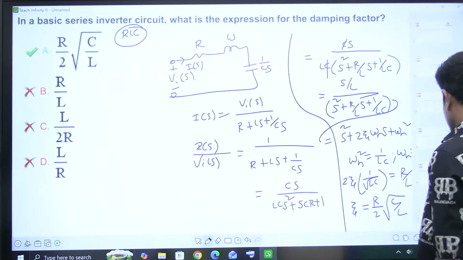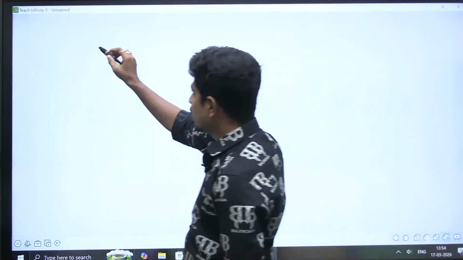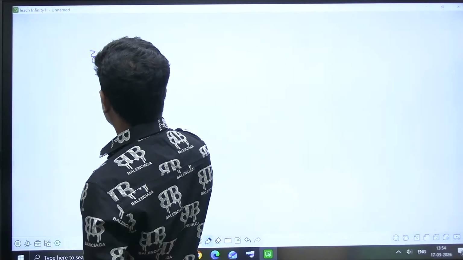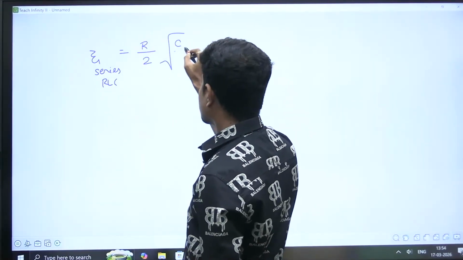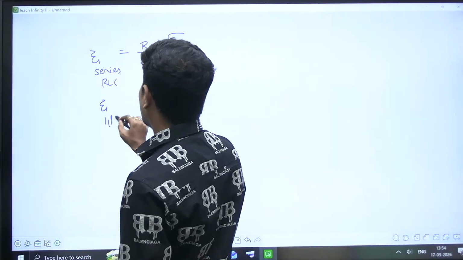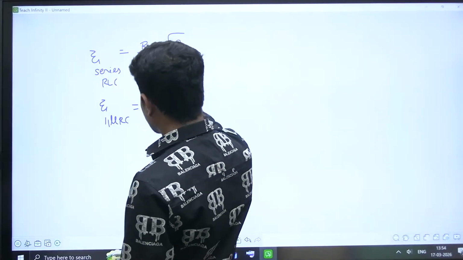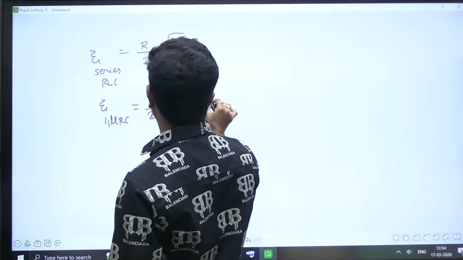I'll write in the next page, because I wanted to write for parallel RLC also. I'll tell you how to remember for parallel RLC. Zeta for series RLC is equal to R by 2 into under root of C by L. For parallel RLC, it is very simple. Zeta for parallel RLC: 1 by 2 will be as it is, R will become 1 by R, C will become L, L will become C. That's all.